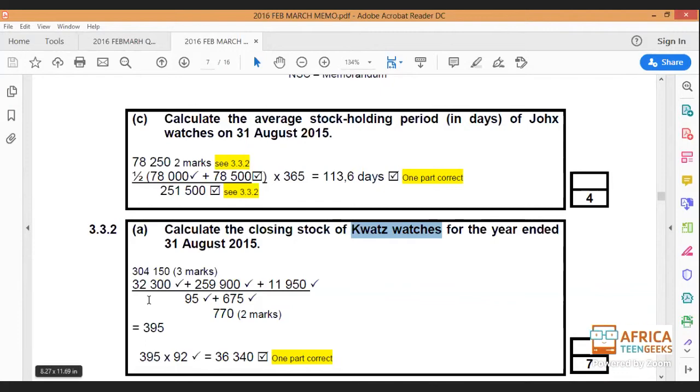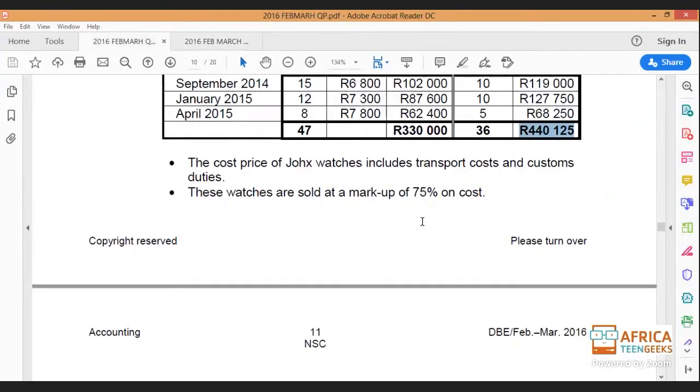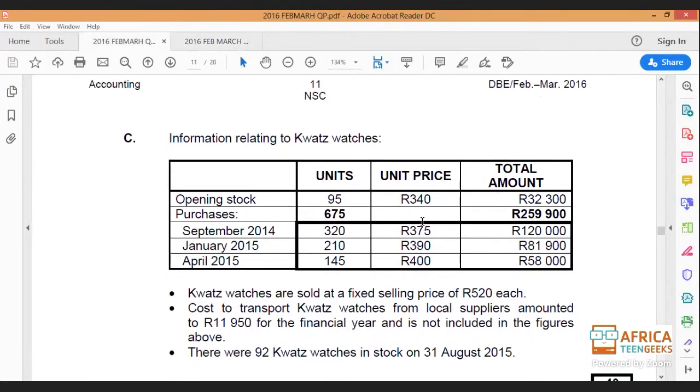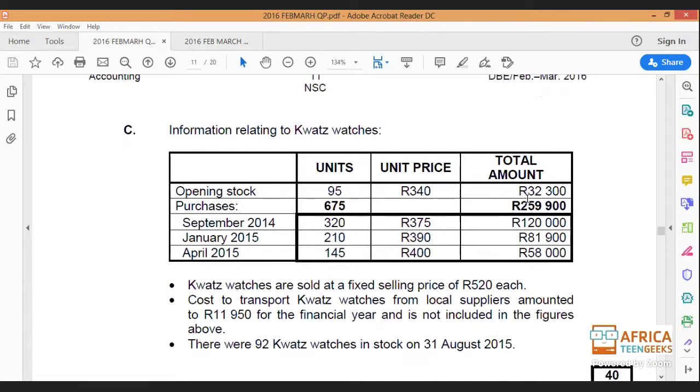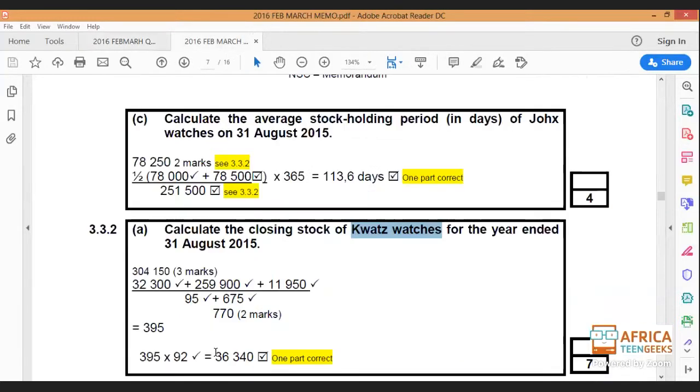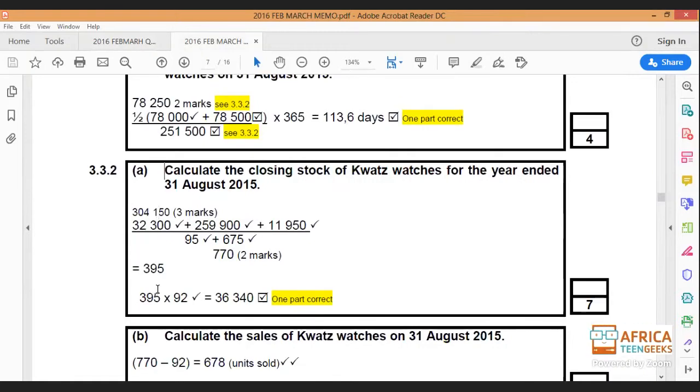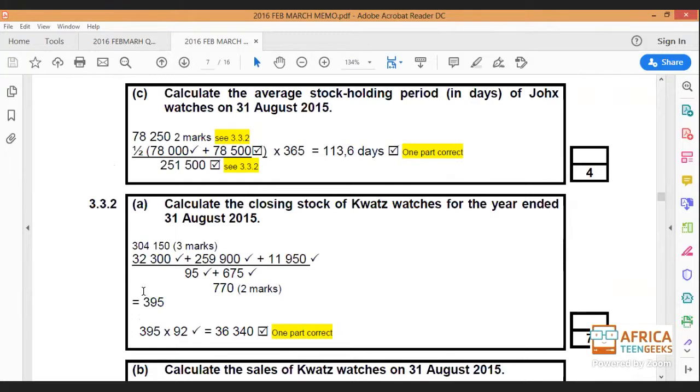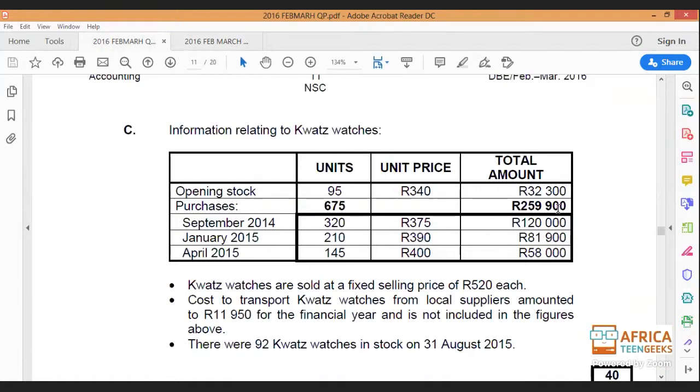So now, opening stock is 32,300. Let's go check our opening stock. So we need to go to quartz. Here's your quartz. It was given as 32,300. That was your opening stock. This is your quartz, right? Plus your purchases. Your purchases were 259,900. These are your purchases for quartz watches, right? And we were told that the transport, which is your carriage on purchases, right?